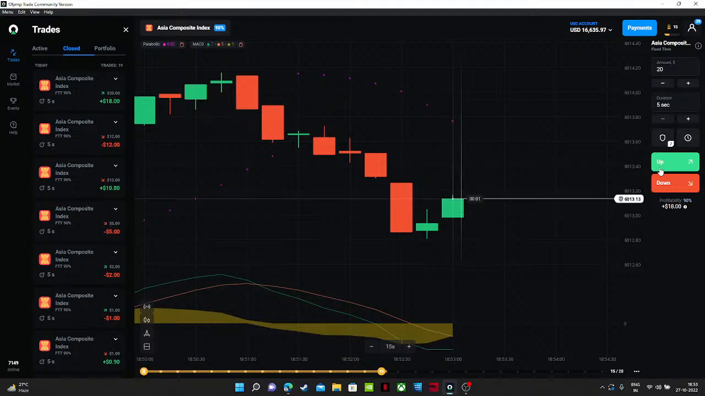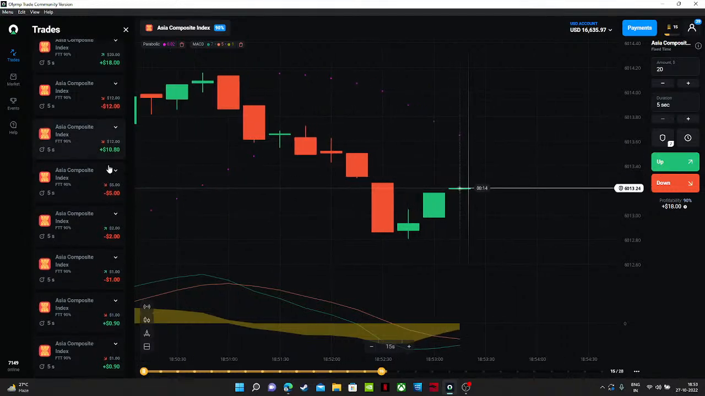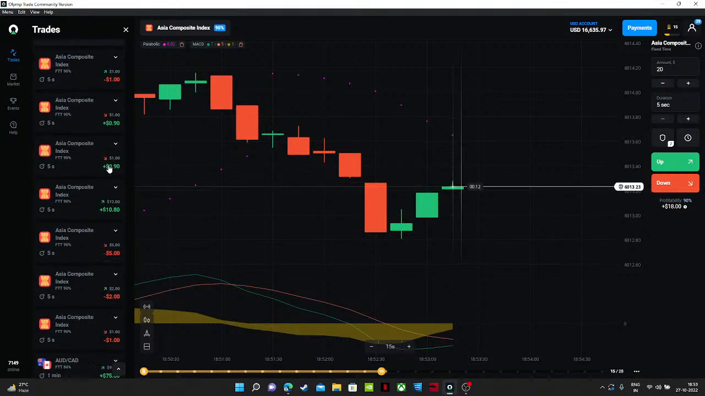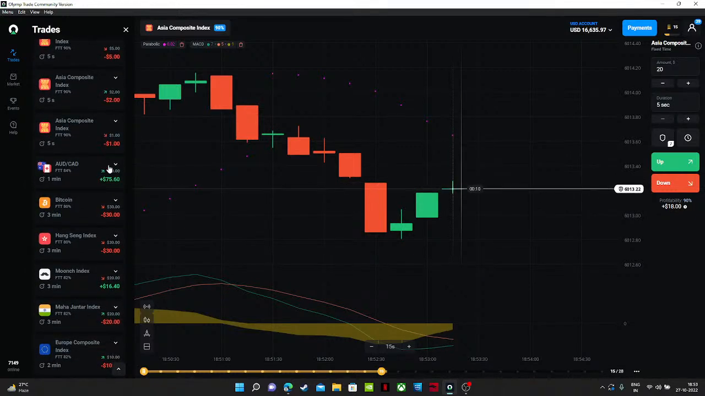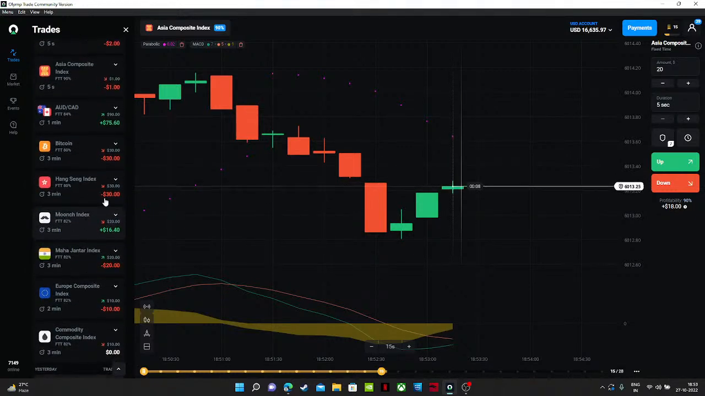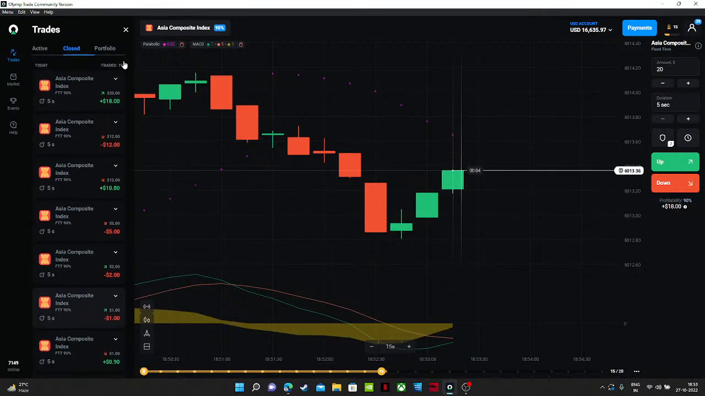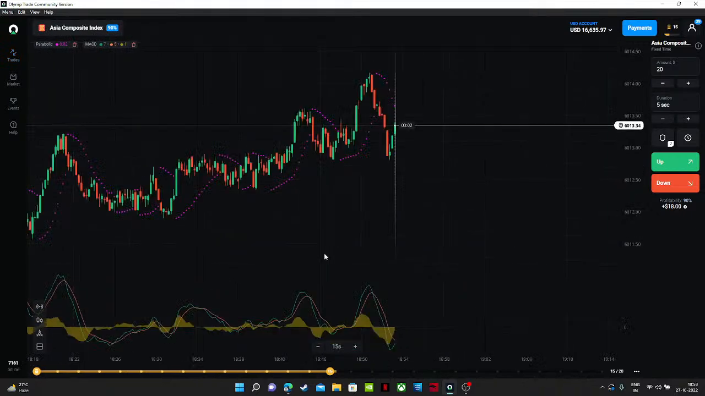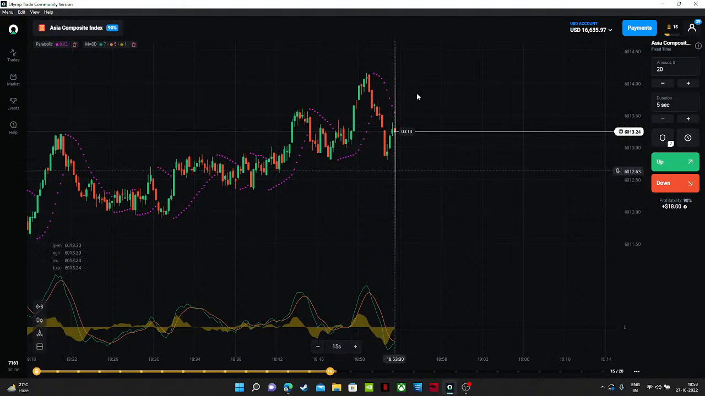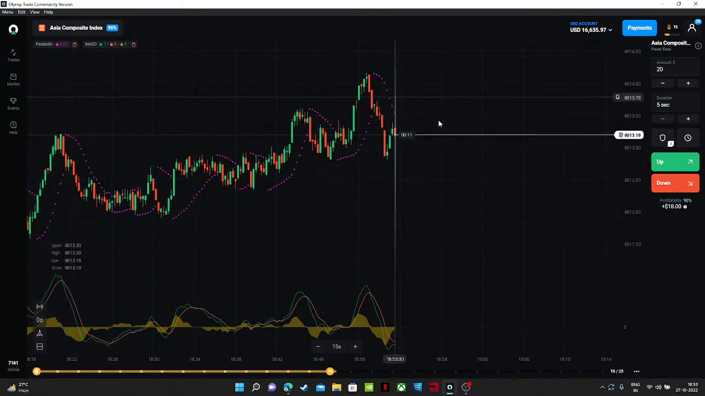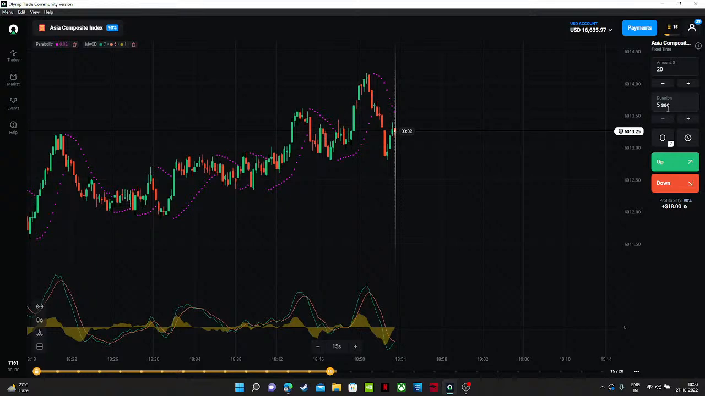Alright guys, now we can see that using the martingale technique we were able to earn some good profit here. Initially we lost some trades, but by using the martingale technique we made the recovery. Then we made some quick trades on the Asia Composite Index. So this is the strategy for quick trading. On a 15-second candle, whenever a new candle starts to appear, you can enter the trade in the direction the candle starts to go for the very first time. On a 15-second candle, you can either make 5-second trades or 15-second trades.